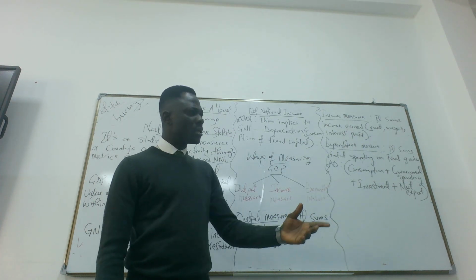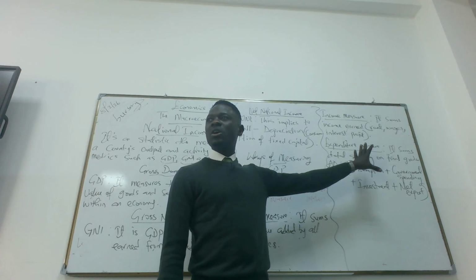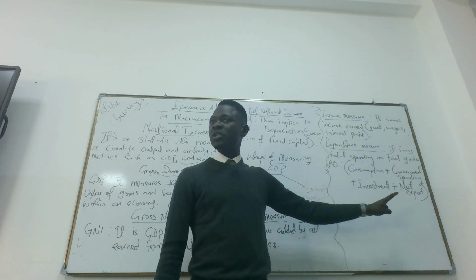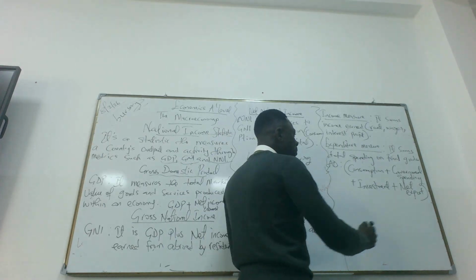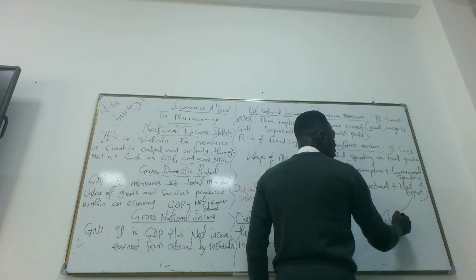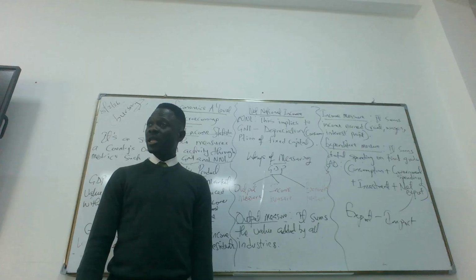And the last one is expenditure measure. For expenditure is about our aggregate demand, which is government spending plus consumption plus investment and net export. For net export, it is export minus import. So that's expenditure method. Is it clear?